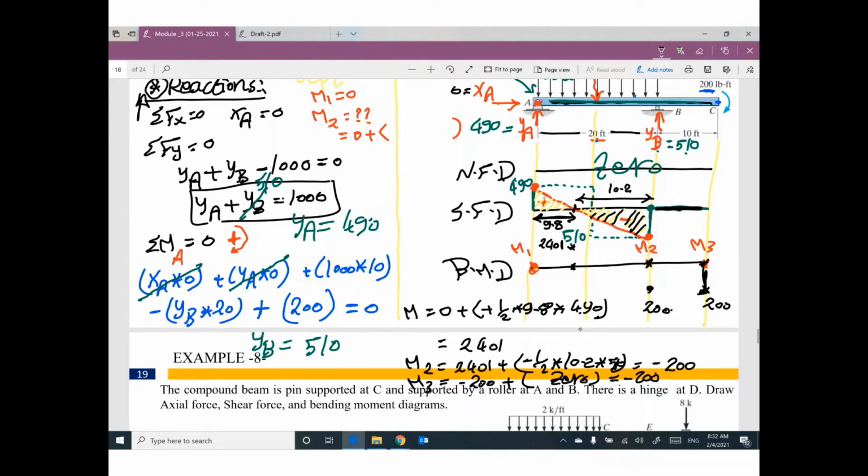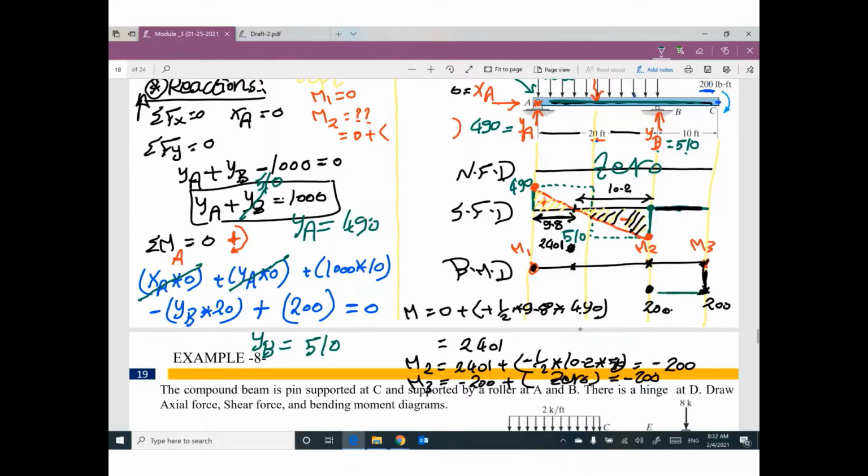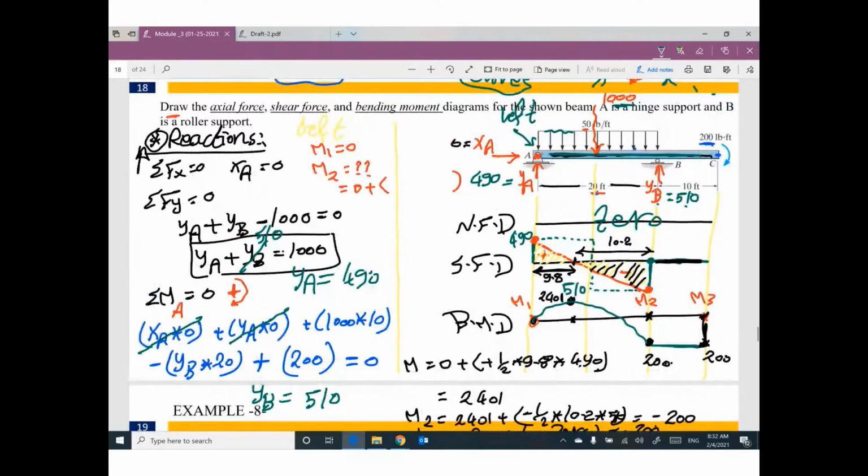Between these values, I'm gonna draw lines. This is a line, but this one is a curve from this point to this value to this value. Why are you drawing a curve? Because you are drawing inside the distributed load, so the bending moment diagram must be a curve. Outside the distributed load, you are drawing a line.